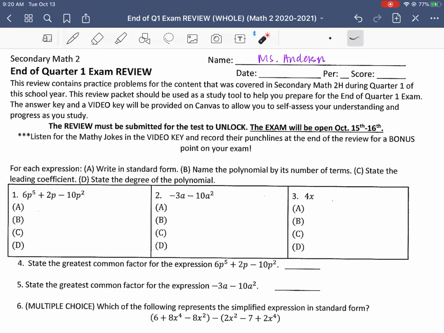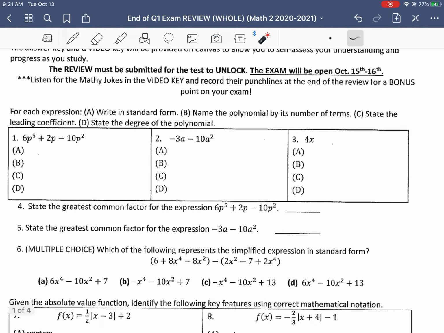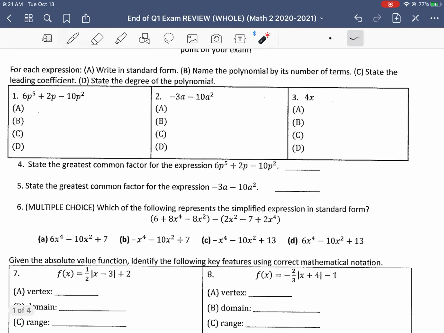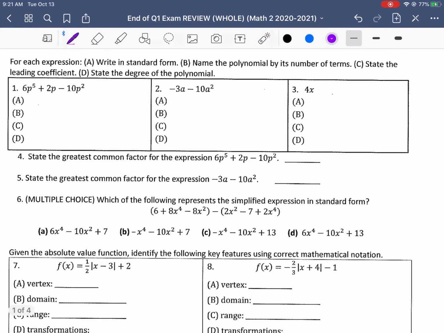Also, as you're going through this, there are 3 little questions at the very last problem of this review. If you listen for the mathy jokes in the video and record the answers, then you can get a bonus point on your exam. All right, so I'm going to work through these rather quickly. Hopefully you already did some of this. There's also the PDF attached if you need it.